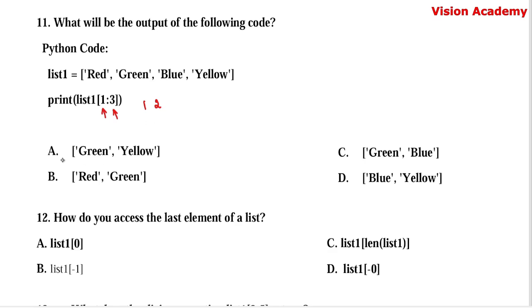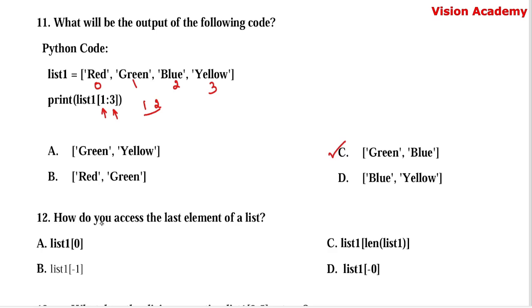Okay, let us check out the options given. A green, yellow, B red, green, C green, blue, D blue, yellow. Here you can observe the index number of red is 0, green is 1, blue is 2, and yellow is 3. Here we have to consider only these two, that is green and blue. Here you can observe option C consists of green and blue. Hence option C is the right answer.